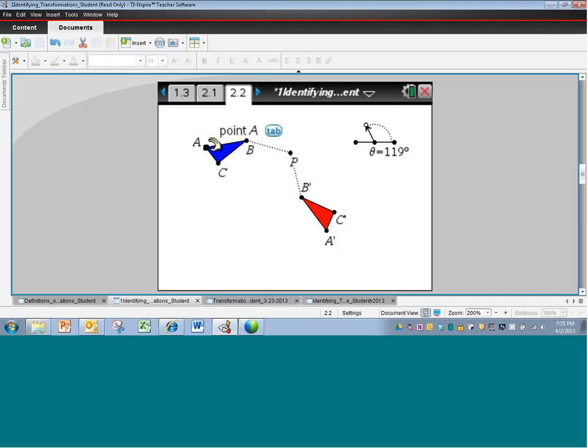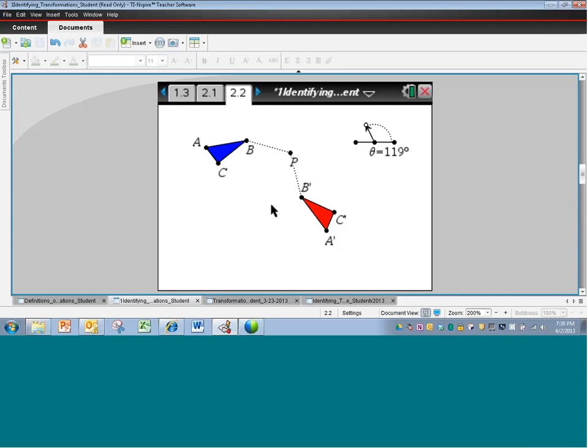If I travel from A to C to B, I've gone counterclockwise. So I say that triangle is oriented counterclockwise. Now I'm going to look at the images in the same order. So we went from A to C to B. I'm going to go from A prime to C to B prime, and when I do that, it's counterclockwise. So both the pre-image and the image are counterclockwise. When that orientation stays the same, then we say the transformation is direct.